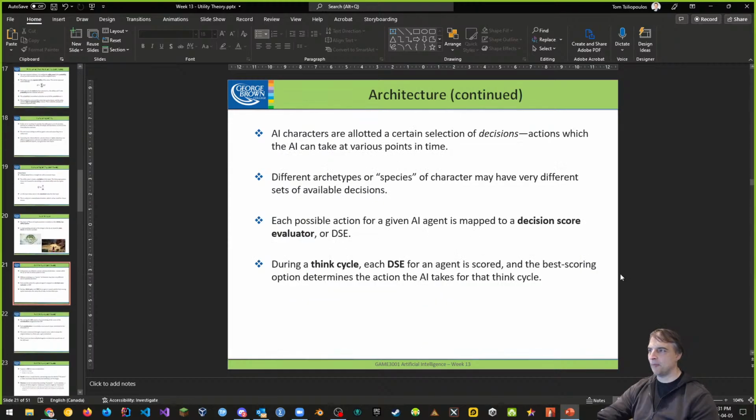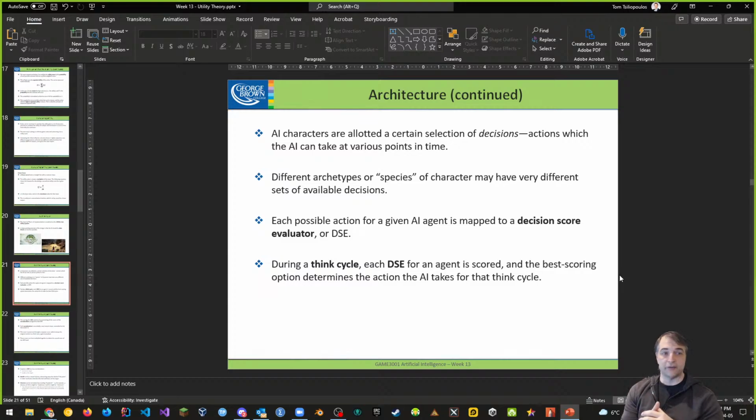So really, from an architecture perspective, let's think about this. AI characters are allotted a certain selection of decisions. All right, well, let's talk about actions which the AI can take at various points in time. And different archetypes, or species in this case, of character may have very different sets of available decisions.